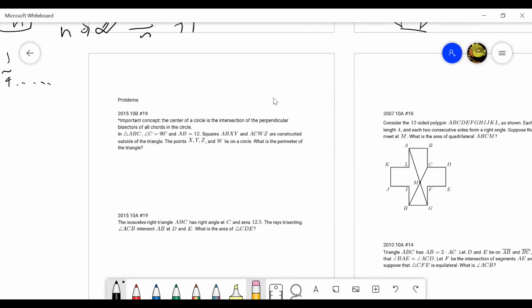All right, so it says in triangle ABC, angle C is 90 and AB equals 12. So that just means that it's a right triangle with angle C and the hypotenuse is 12. And you have two squares constructed outside the triangle and they all lie on a circle. Okay, so it should look something like this. And then all these points are on a circle like that.